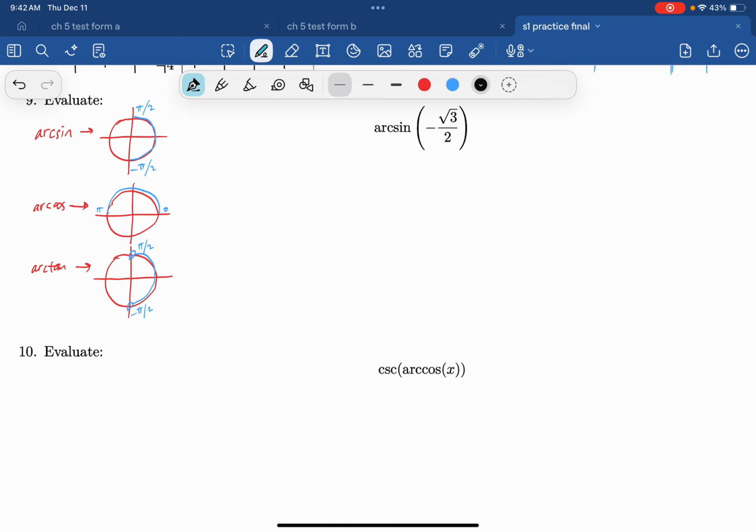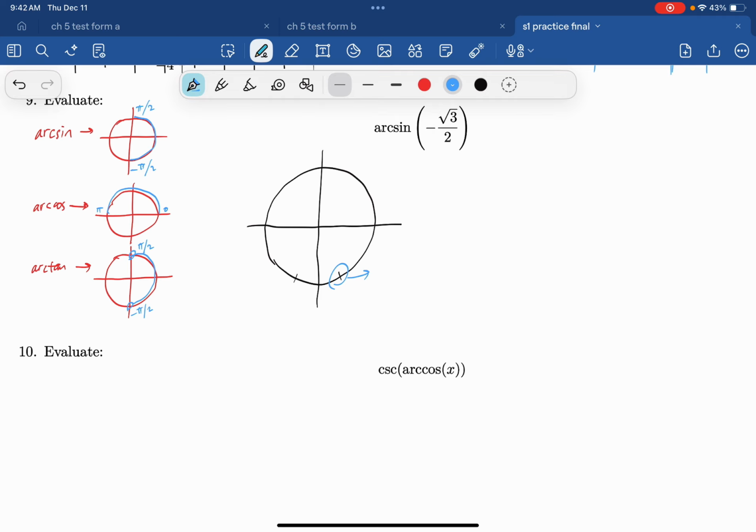Here we have an arcsine function, and we're asking ourselves which angle would give us a sine value of negative root 3 over 2. So on the unit circle, which angles give us a sine of negative root 3 over 2? That is clearly either this one or this one, right? Either 4 pi over 3 or 5 pi over 3. But we have to be careful because we need to make sure they're in the range of our arcsine. And in this case, only this value is within the range of the arcsine function, right?